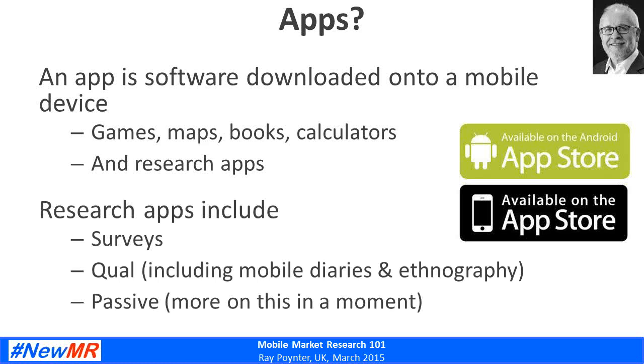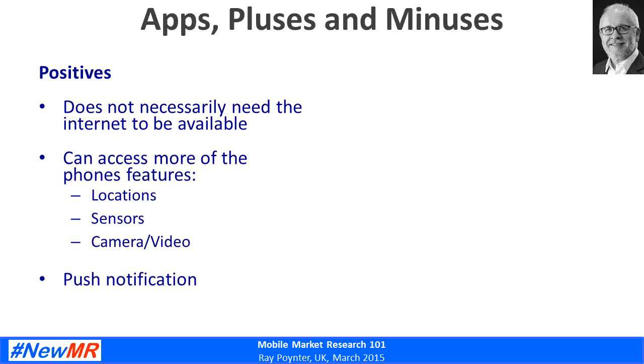Research apps include surveys, not surprisingly. There are lots and lots of Qual, so mobile diaries, mobile ethnography, some really exciting stuff in the Qual research area, and lots of things about passive data collection, and we've got some more on that in a few minutes. What are the positive things about apps? Well, one of them is that some of them will work even if you do not have access to the internet. So that is a really big positive.